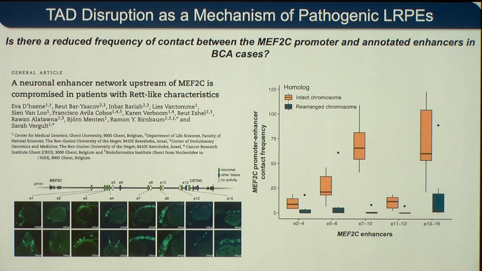Either the BCA was increasing the distance between the promoter and the enhancer so far that they could no longer contact, or the enhancers stayed at the same linear distance to the promoter, but the creation of a novel boundary prevented them from contacting. And so now we're carrying out additional studies on other BCAs to determine if these are the only two mechanisms or if there are additional ones that we can discover.